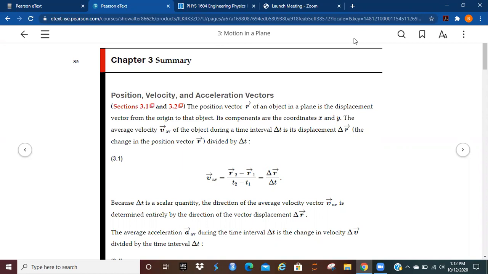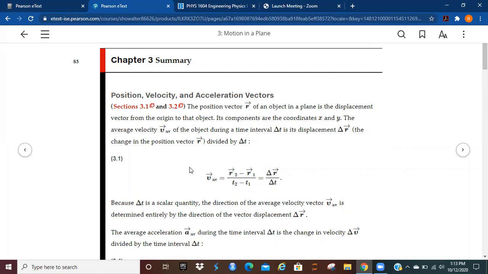So one of the things that we have to learn to discuss in physics is vectors. And we're going to be looking at something called a position vector, and this vector is going to be labeled R, and it's going to have an arrow on top. The position vector of an object in a plane is going to be the displacement vector from the origin to that object. Its components are going to be given in X and Y.